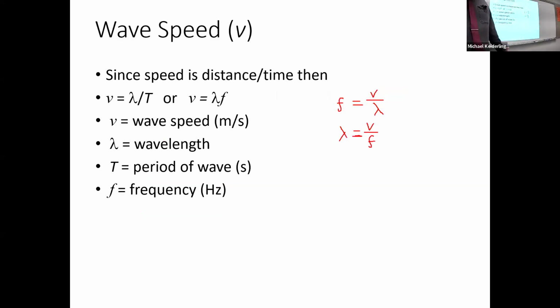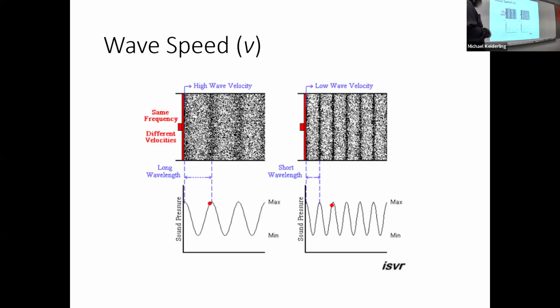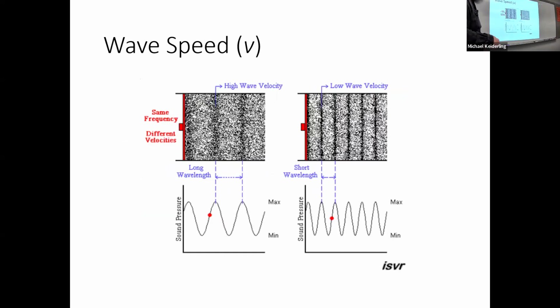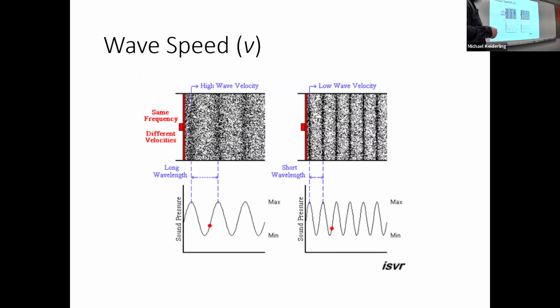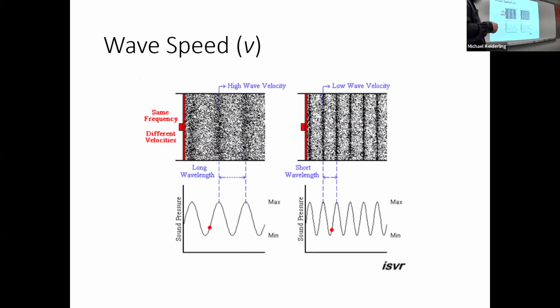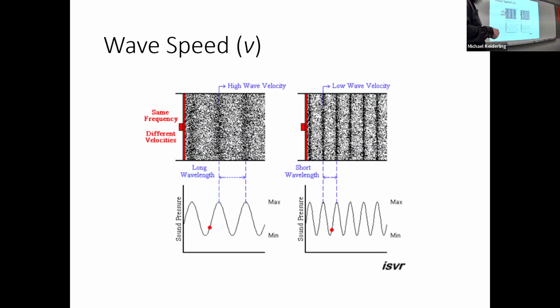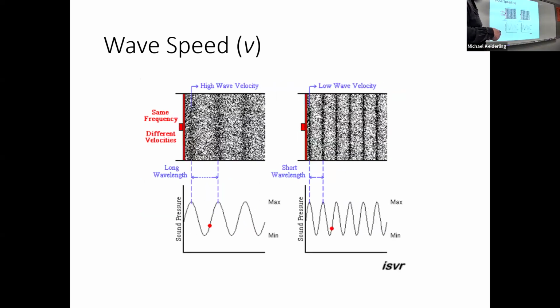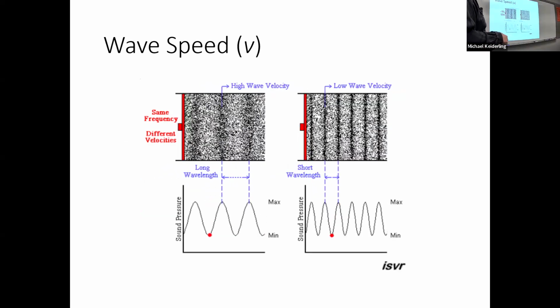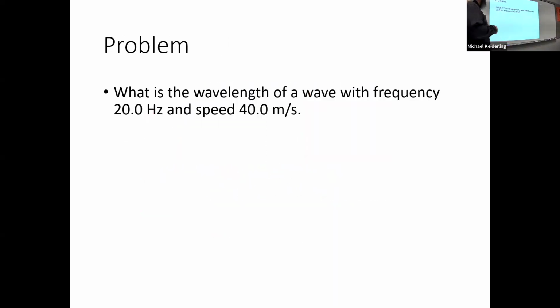Since speed is distance over time, velocity ends up being frequency times wavelength. And so frequency is velocity over wavelength. The wavelength is velocity over frequency. So here's wave speed. Same frequency with different velocities, you get a higher wave velocity leads to a longer wavelength for the same frequency. Lower wave velocity leads to a shorter wavelength for the same frequency.